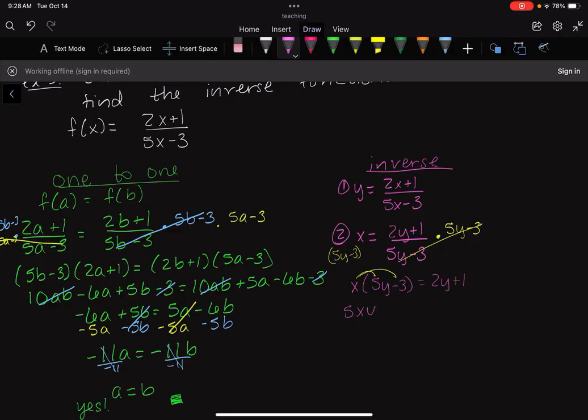So I'll be left with x times 5y minus 3 equals 2y plus 1. We'll actually distribute this x now because the issue is now we have a y trapped in parentheses. We don't want that, so we need to distribute it so that we can get it out. So I have 5xy minus 3x equals 2y plus 1. Now I'm solving for y, so I'm going to move all my y's to one side and anything that isn't with a y onto the other.